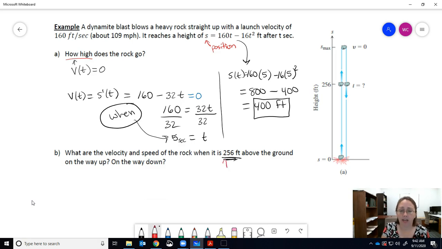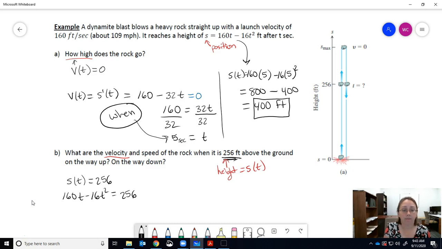Well, this is the height. The height is just another way of describing the position, s of t. If we set our position function equal to 256, we'll be able to find t, the time at which it reaches 256. Once we have the time, then we can plug those into the velocity function to find how fast it's traveling. So we're going to start with the position function because we know the height, 256. We're going to set the position function equal to 256 and solve for t. How do we do that?